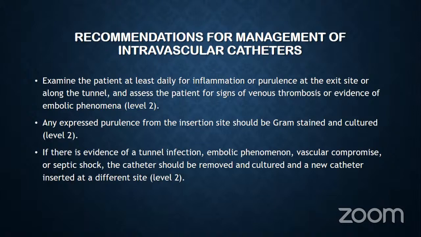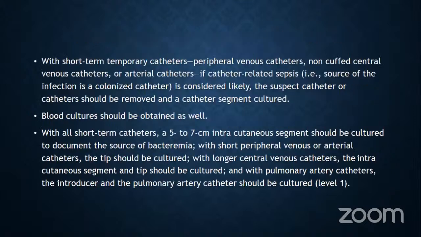If there is evidence of tunnel infection, embolic phenomena, vascular compromise, or septic shock, the catheter should be removed and cultured, and a new catheter inserted at a different site. With short-term temporary catheters like peripheral vascular catheters, non-cuffed central venous catheters, or arterial catheters, catheter-related sepsis is considered likely. Suspect the catheter; the catheter should be removed and the catheter segment cultured. Blood cultures should be obtained as well.